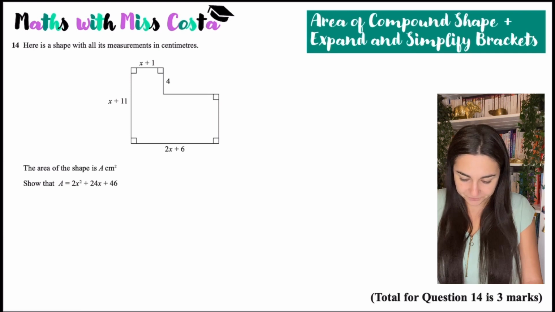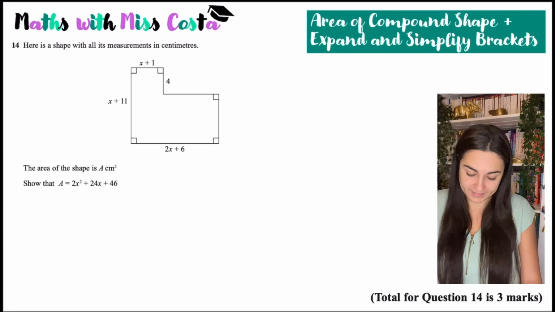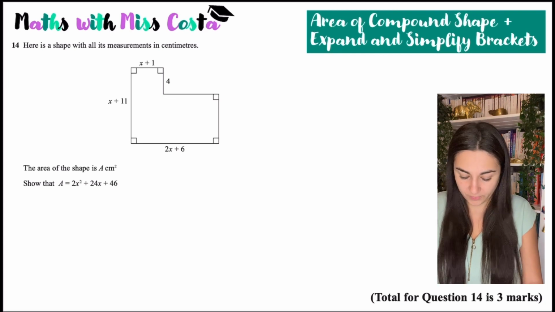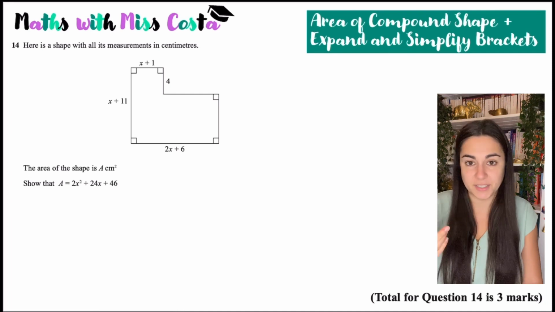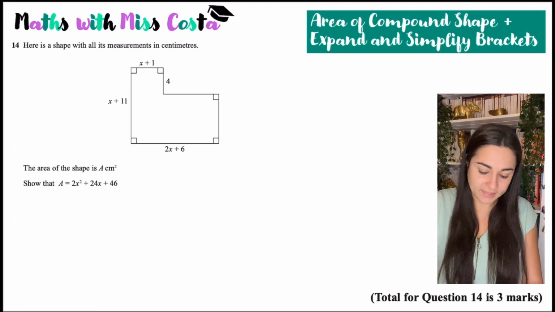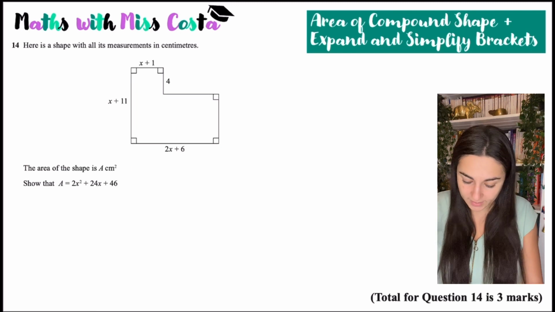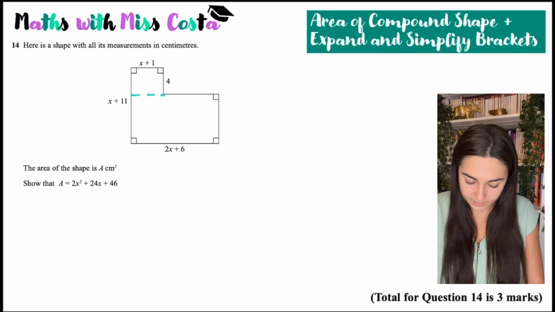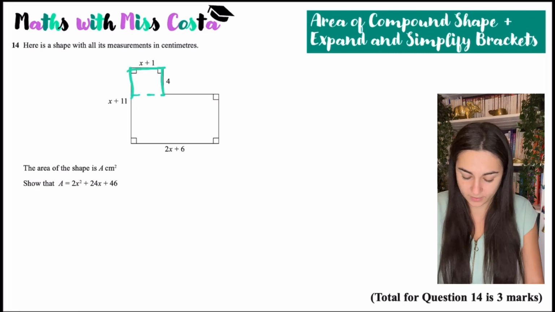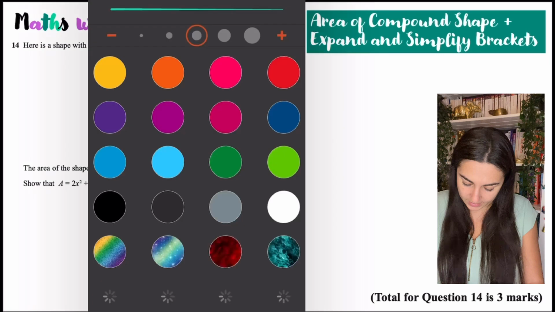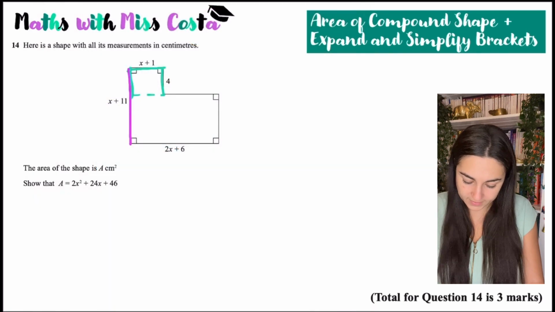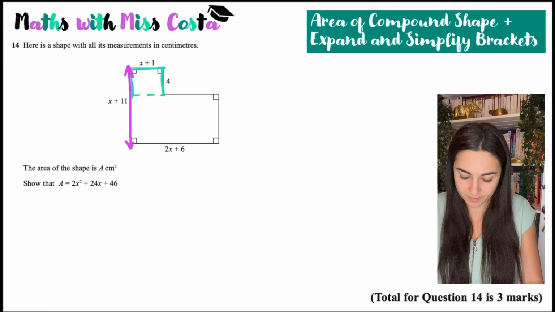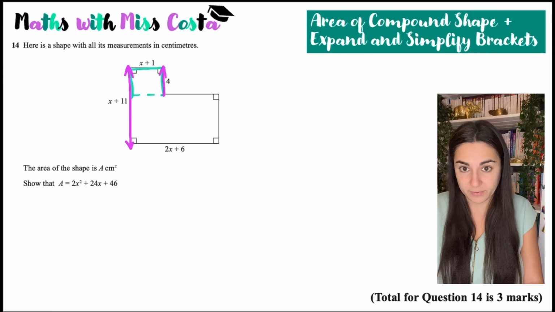Okay, so here we have a compound shape and expanding and simplifying brackets. So how would I do this? Now, a compound shape is just a complicated shape made up of two easy shapes. So hopefully here you can see it's made up of two rectangles. You could split these up any way you wanted to. I'm going to split them up this way. So I've got one little rectangle here and then another one over here. So my length of this whole height here is x plus 11. I know that this length here is 4.